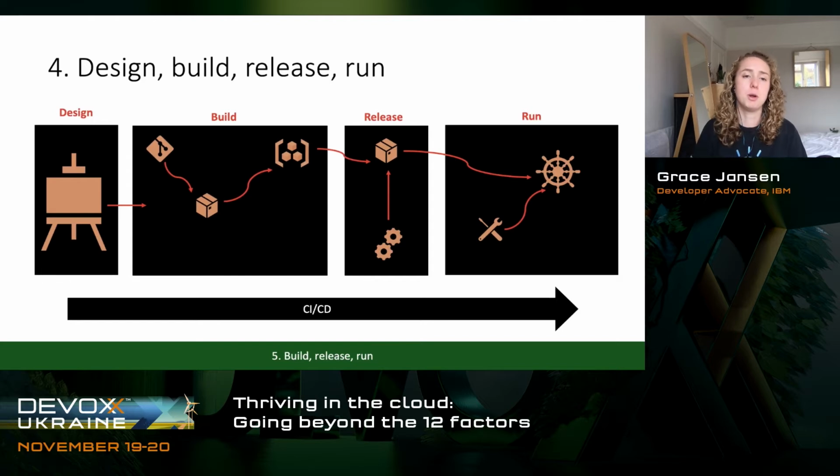What about number 4? Number 4 is design, build, release, run. Now, this is just an iteration on the original 5th factor, build, release, run. So you can see the difference here is really that addition of the design step. So again, you can see how from the original 12 factors, we've progressed when it comes to understanding what's needed to be able to build a cloud-native application, and thus the need for this iteration to include design.